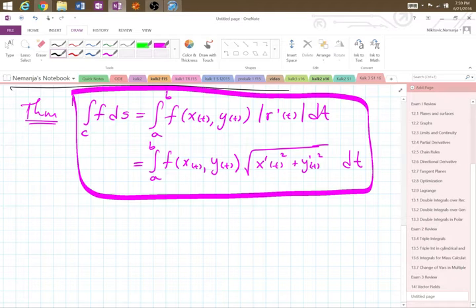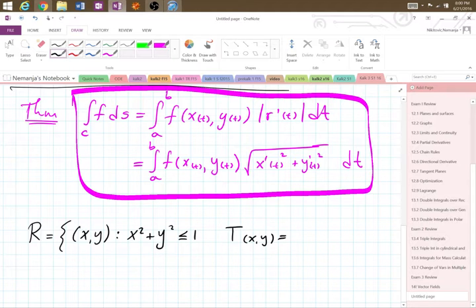So what it says, average temperature on a circle. The temperature on a circular plate R is given as all x and y's such that we're looking at the unit disk, and the temperature is given as 100 times x squared plus y squared.